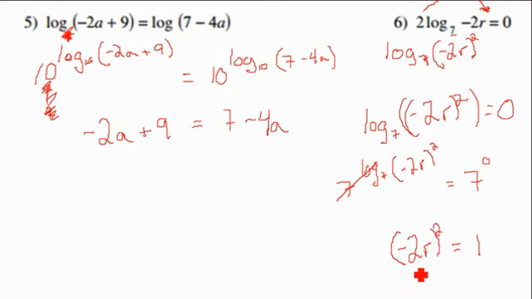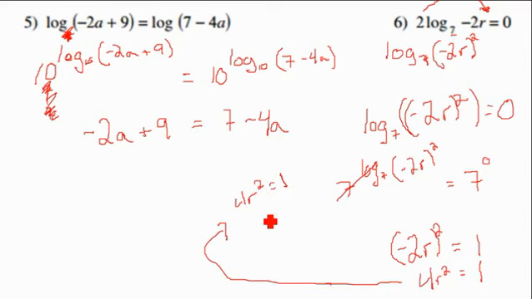And so if I square that, I get 4r squared equals 1. I ran out of room over here, so I'm going to continue it over here: 4r squared equals 1. Divide both sides by 4, you get r squared equals 1/4. And if I square root 1/4, I'll get r equals 1/2. So my answer is r equals 1/2.